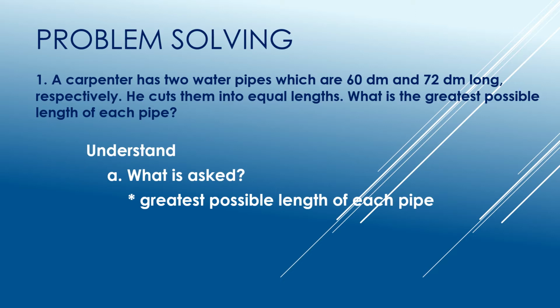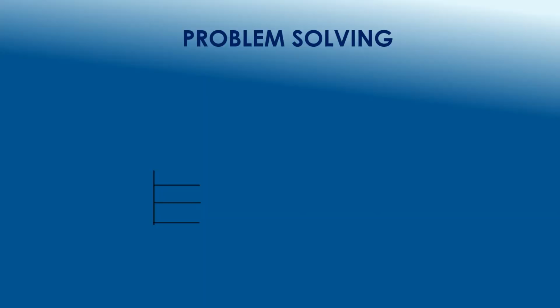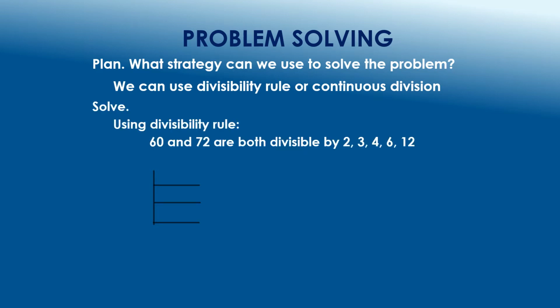Yung dalawang pipe na which is 60 and 72. Given the water pipes with 60 decimeter and 72 decimeter. To solve, we will plan the strategy that we can solve the problem. We can use divisibility rule or continuous division. Let's try first using divisibility rule. 60 and 72 are both divisible by 2, by 3, by 4, by 6, and by 12. So in short, the greatest among the divisibility rule is 12.